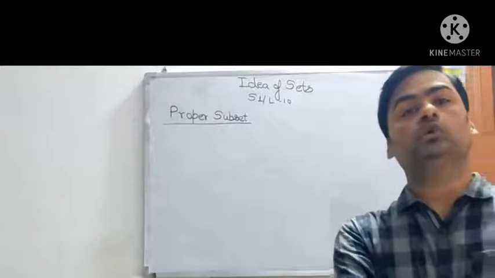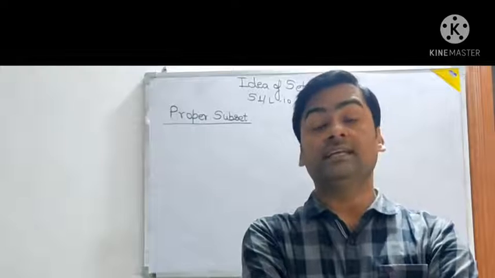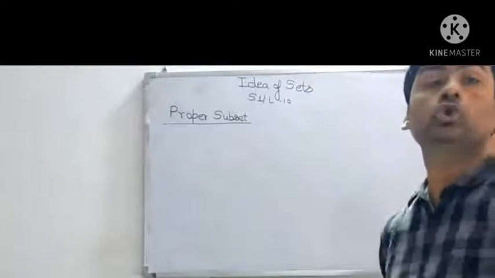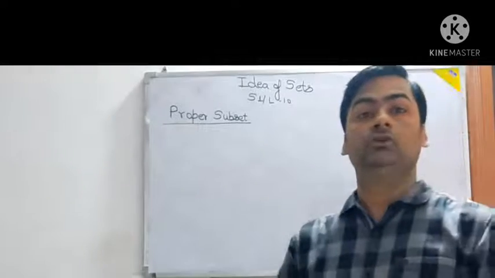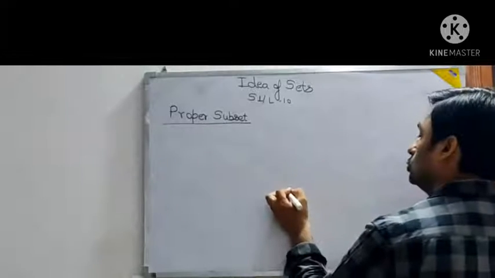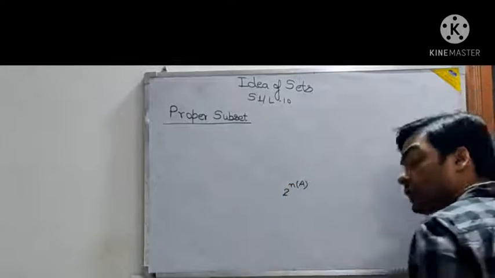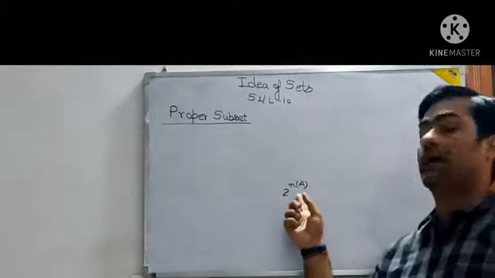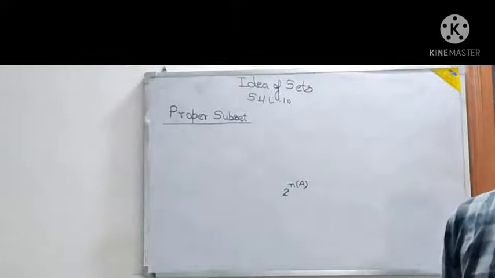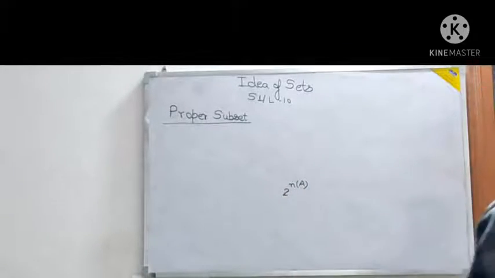Then one more thing I had told you in the previous class was that every set is a subset of itself. Then I had also told you about the formula that you will use for calculating the number of subsets, and that formula was what? 2 to the power n(A). That means for a finite set, n is the cardinal number. So 2 to the power n will be the number of subsets.